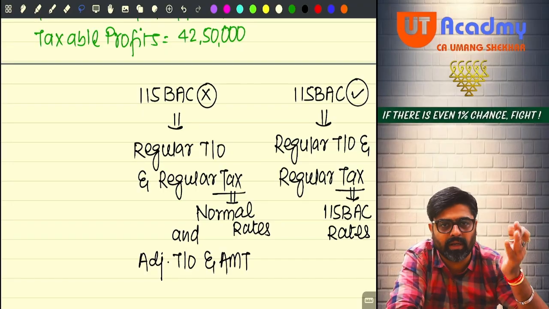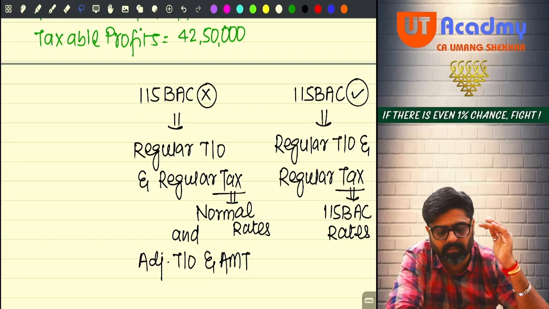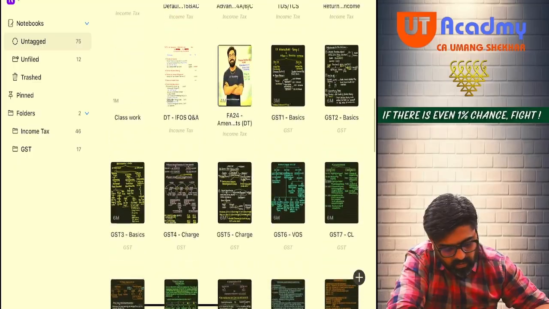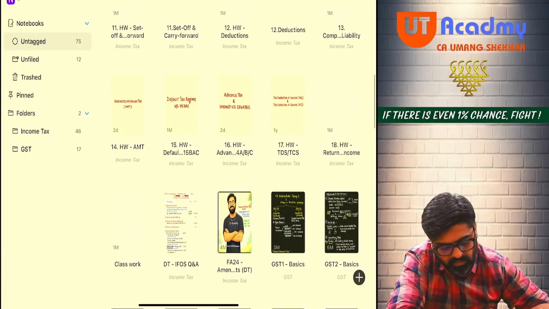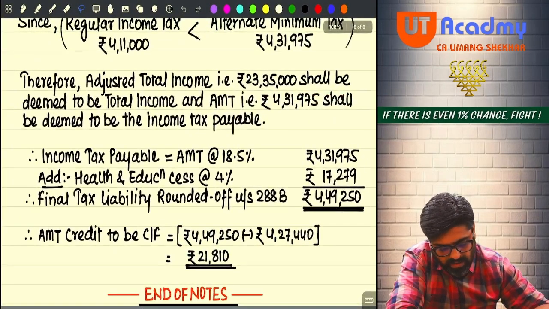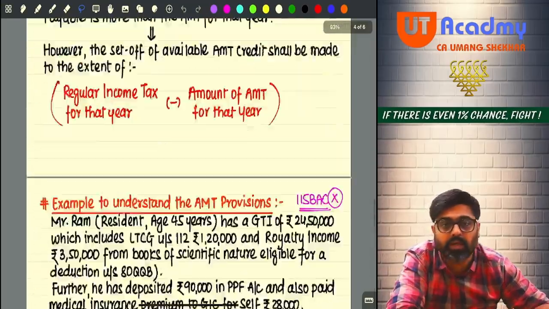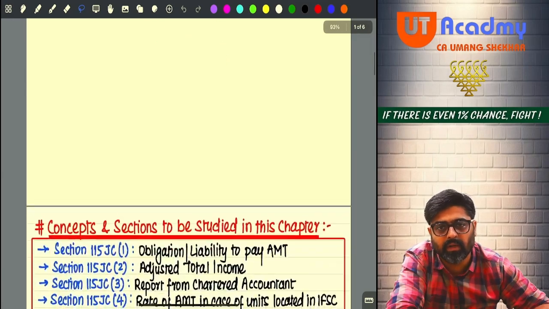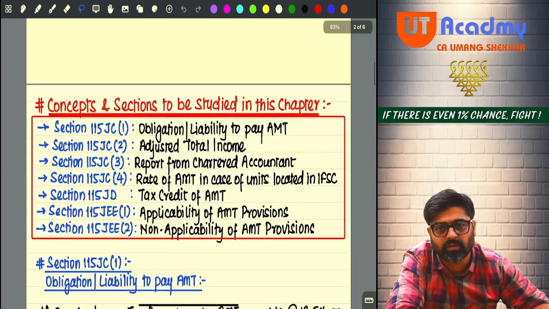Then I will come to that question. Okay, the main question. So you must have got my AMT notes. In my AMT notes, I have given all these things. These are the AMT notes which I have already forwarded to you. Alternate minimum tax. These are the sections.